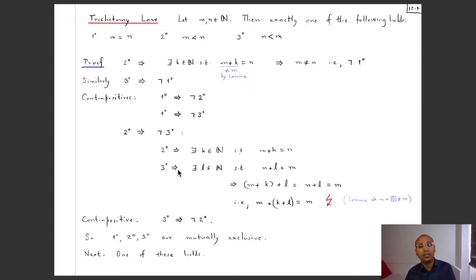And so if 2 holds, then 3 cannot hold. And the contrapositive of that is that if 3 holds, then 2 cannot hold. So 1, 2 and 3, they are mutually exclusive. So at most one of these statements can hold.